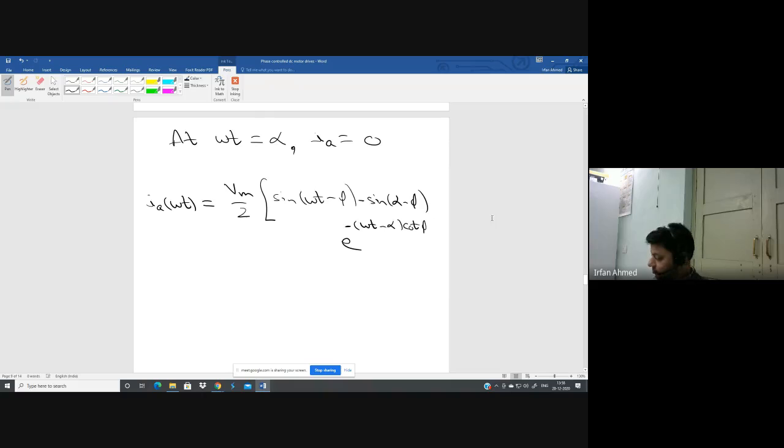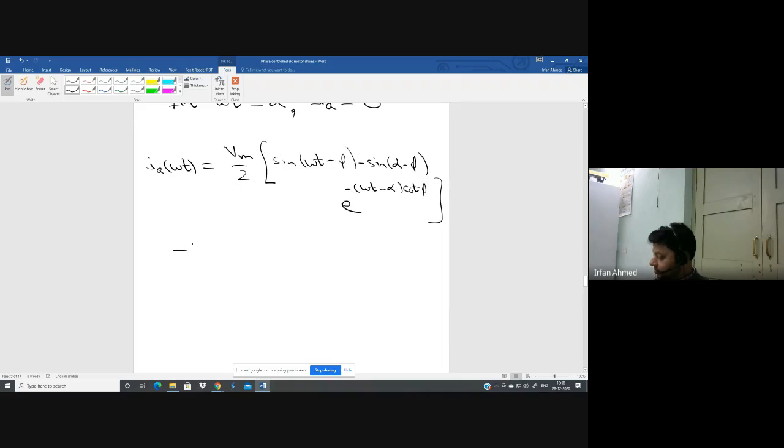Okay, this is one term, minus E by Ra, 1 minus e to the power minus omega t minus alpha into cot phi. Okay, this is the expression for armature current.